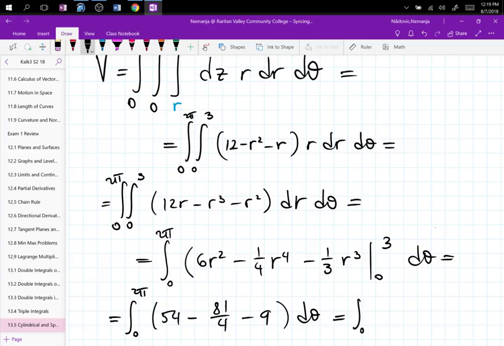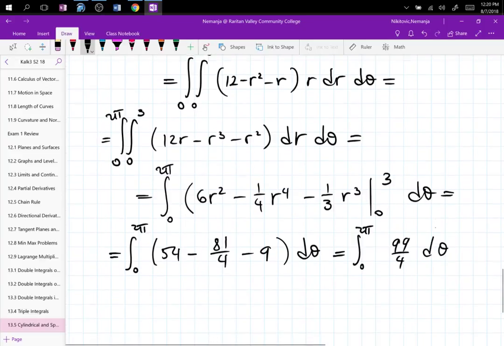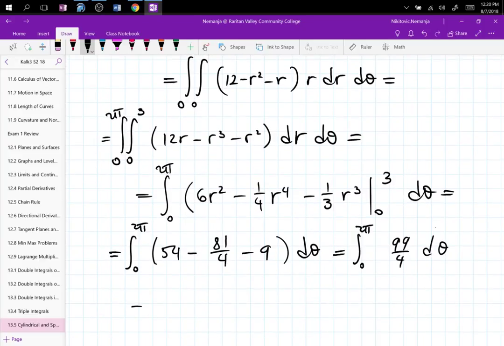D theta, so this is 0 to 2 pi. I have 54 minus 9, which is 45. So that's 180 over 4, so 99 over 4 d theta, which is equal to 99 pi over 2. Let's say that's good, and move on.